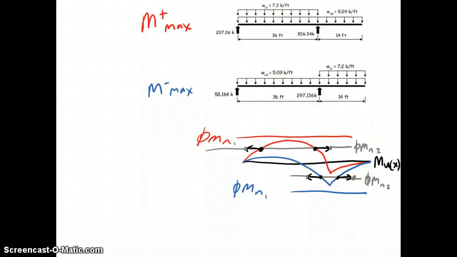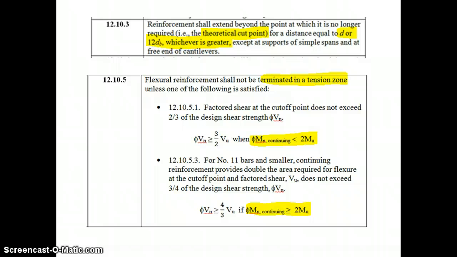And just looking back at our picture of Mu of x and our phi-Mn curves, we know that 12.10.5 applies because we have positive moment resisting steel on the bottom of a beam, and we have a positive moment. On the negative side, the blue curve, we have negative moment resisting steel on the top of our beam, and we have a negative moment. So all 4 of these points, these gray points that I've drawn, do require us to check section 12.10.5. Now there are 2 ways to address section 12.10.5.